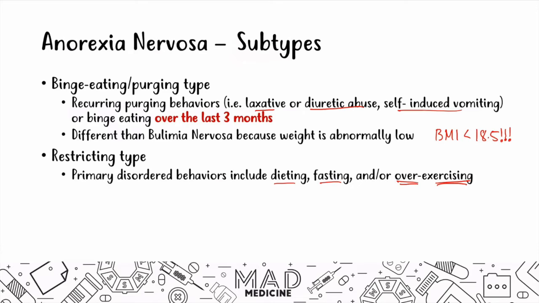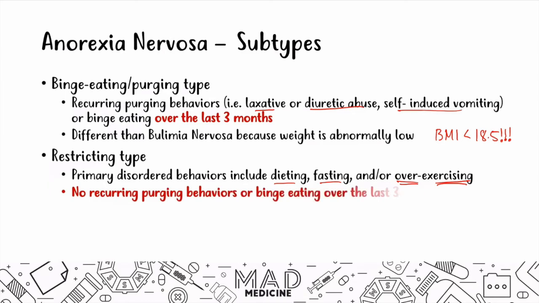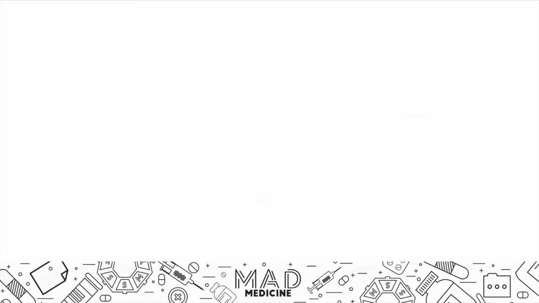You become malnourished. So in the restricting type, a patient who presents with a BMI less than 18.5 could be eating normally, but they could be supplementing their normal caloric intake by over-exercising or by fasting. That can also be a thing. So that is the restriction type. There's no recurrent purging behavior or binge eating for the course of 3 months. Now, they still have to overexercise or diet or fast excessively for the last 3 months. Okay, that's still a key hallmark for anorexia, irrespective of the subtype we're talking about.